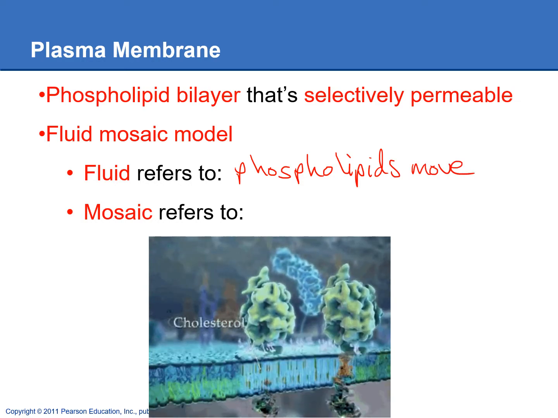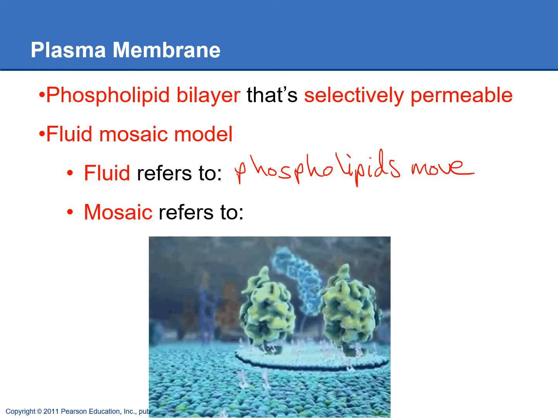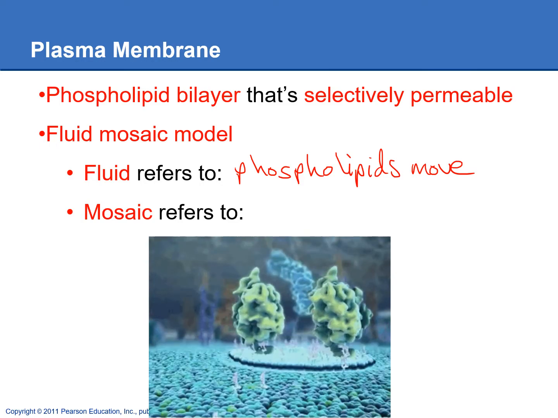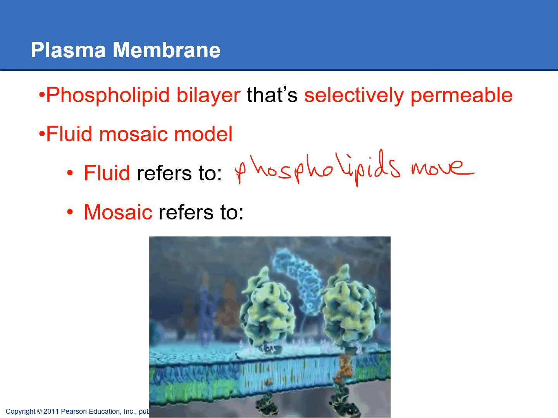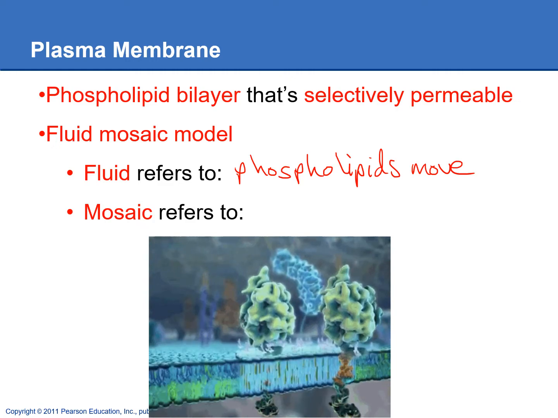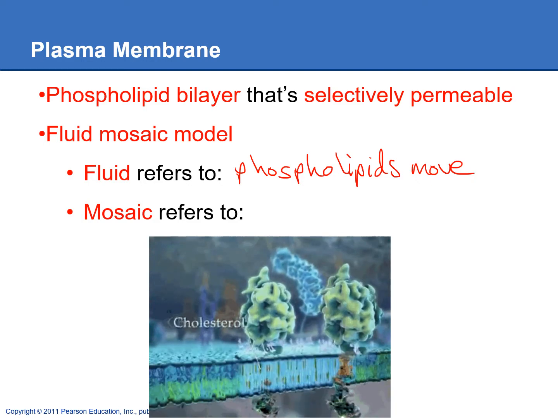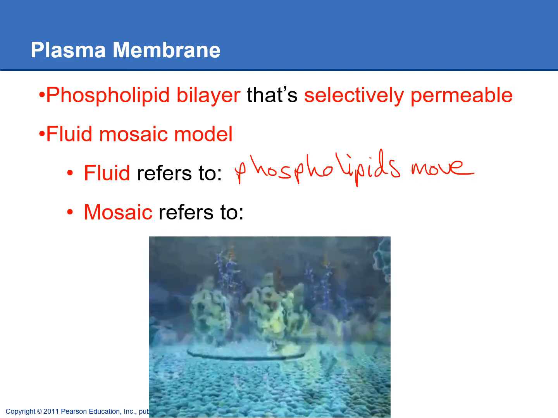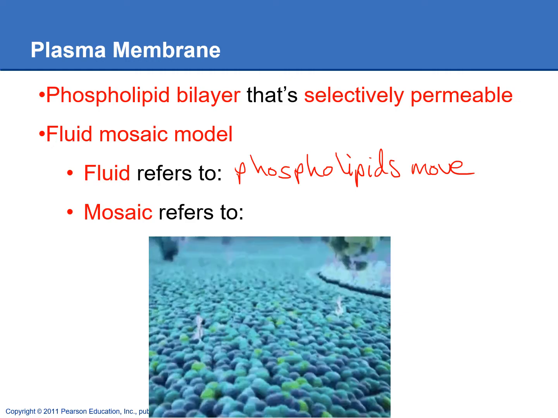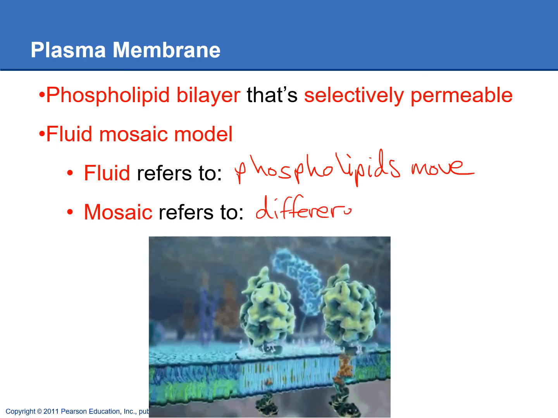And then mosaic is referring to the fact that the membrane is made up of a lot of different pieces or parts. So there's different proteins embedded in the membrane, there's phospholipids, there's carbohydrates, cholesterol. So it's like a mosaic picture, which remember those are made out of different colored tiles. So it just reminded them of that, and so that's what mosaic is referring to. So there's different parts making up the membrane.